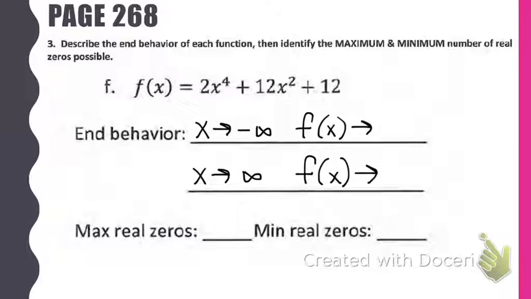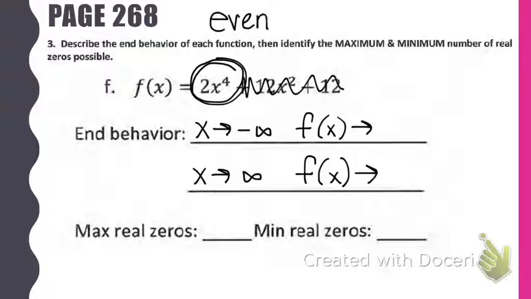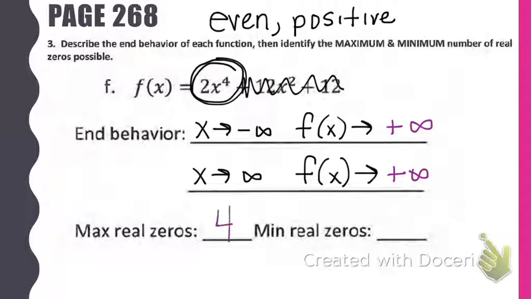So is this one an even or an odd degree? Even. So we're going to answer our questions based off this. This is an even, and it's also positive. So because it's even positive, both sides will go up. So you're going to have a positive infinity for both. The maximum number of zeros is 4. And because it's even, the minimum would be 0. Who got that right? 4 out of 4.